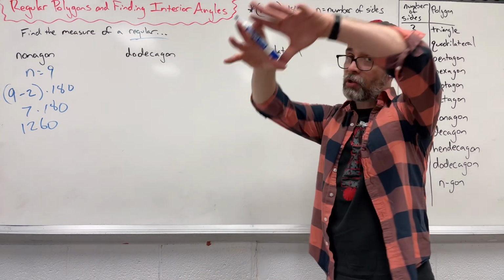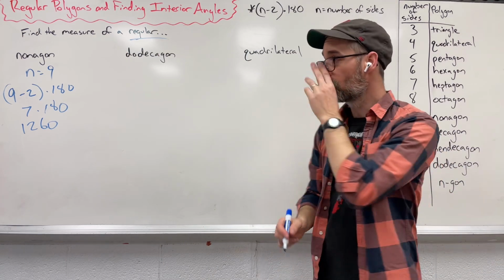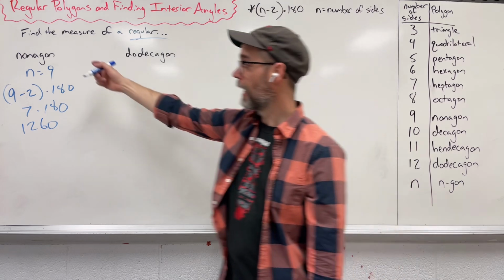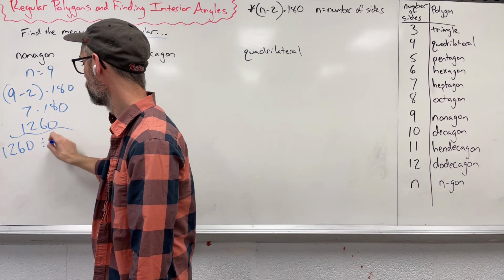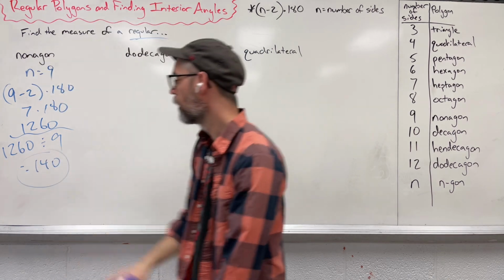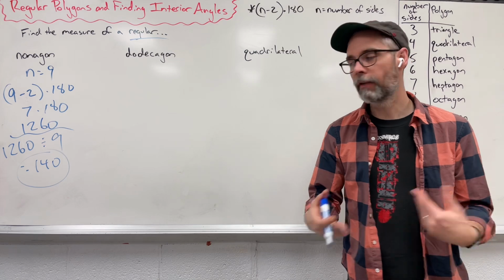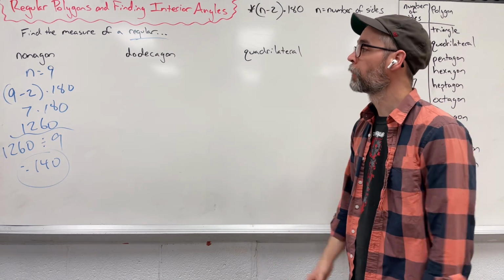Okay, cool. The measure of all of our angles add up to 1260, but I want to know the measure of just one angle. So how many sides do we have? 9 of them. I want to then say 1260 divided by 9, and that ends up giving us 140. So every angle in a nine-sided figure is 140 degrees.